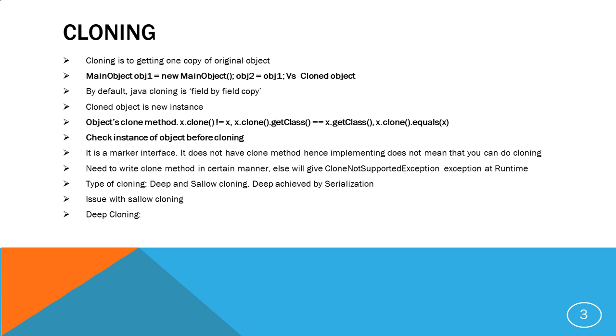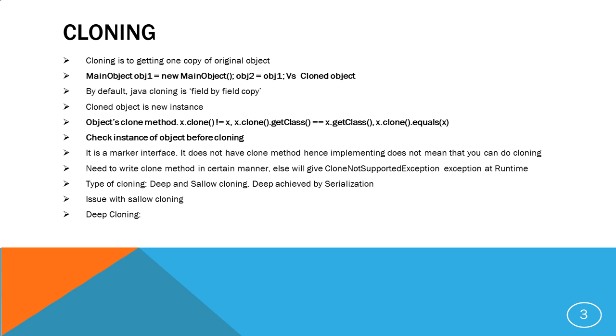Then you can ask, if I can override it, what is the purpose of the Cloneable interface? Cloneable interface is a marker interface. A marker interface is an interface which doesn't have any method. Just the interface and nothing else. So Cloneable is a marker interface.